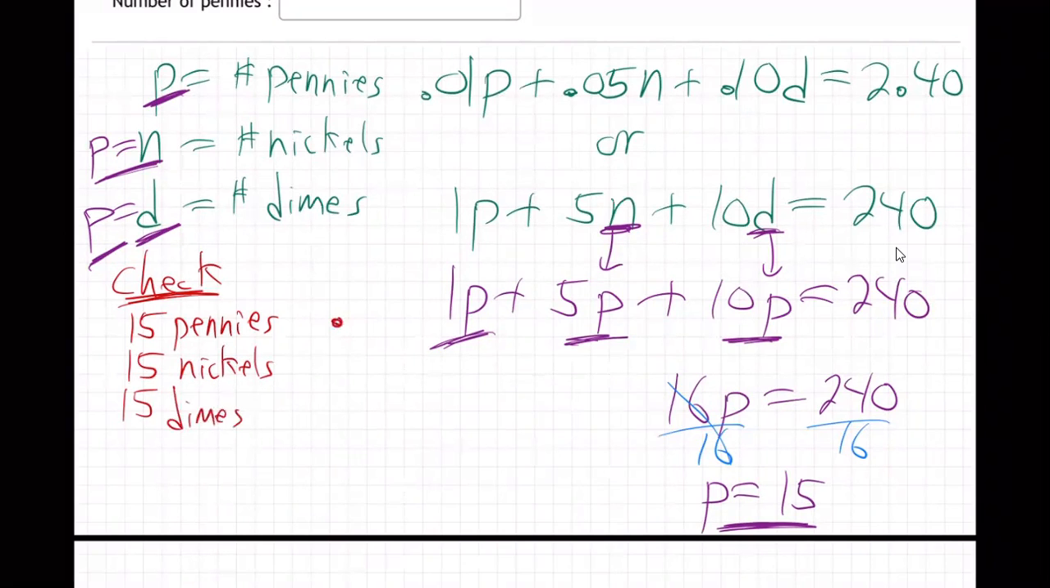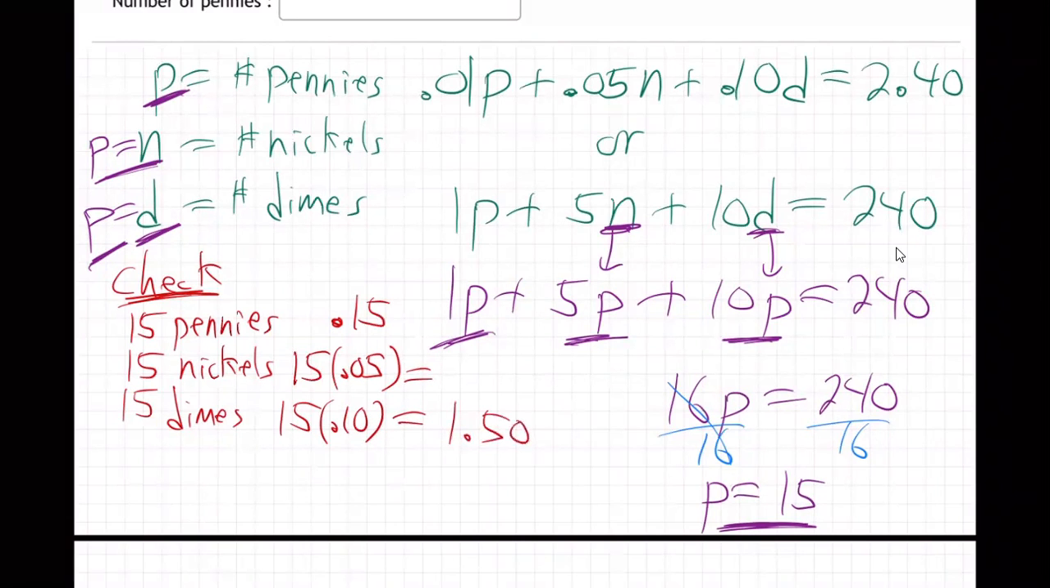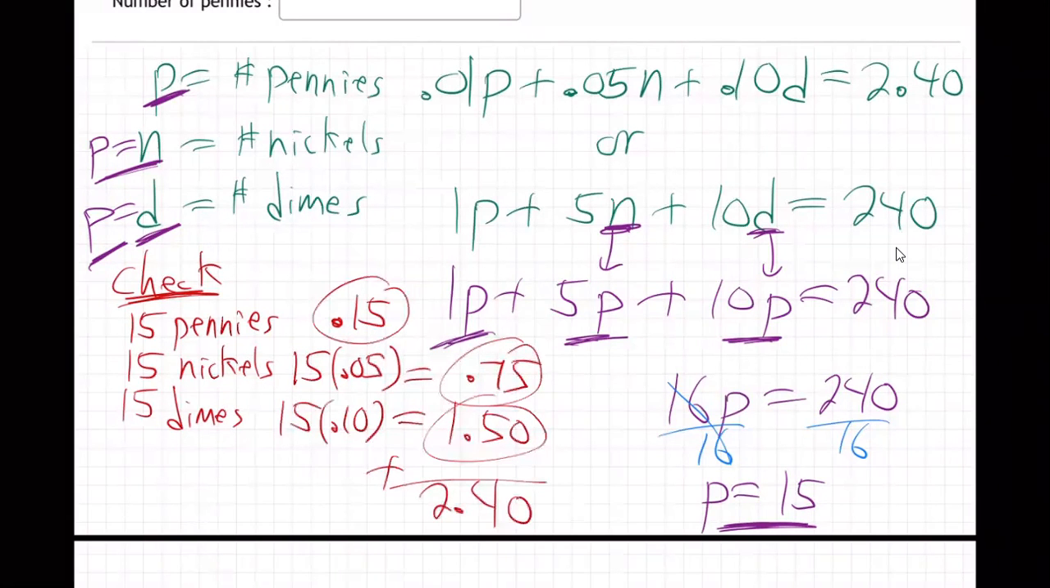Well, how much money would that be? This would be 0.15. This would be 15 times 0.05, and this would be 15 times 0.10, right? And so that would be, just use your calculator, $1.50. This would be, I think, 75. Right. Okay, so then add up these 3 on your calculator. Add them up right now. Comes out to 240. Yeah, that's right. It checks.